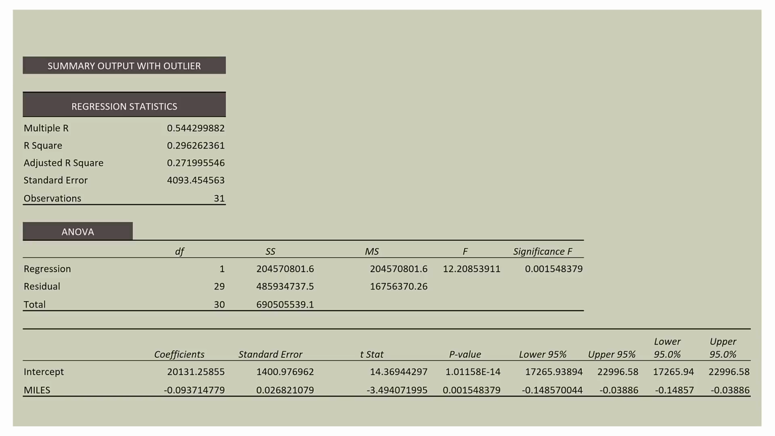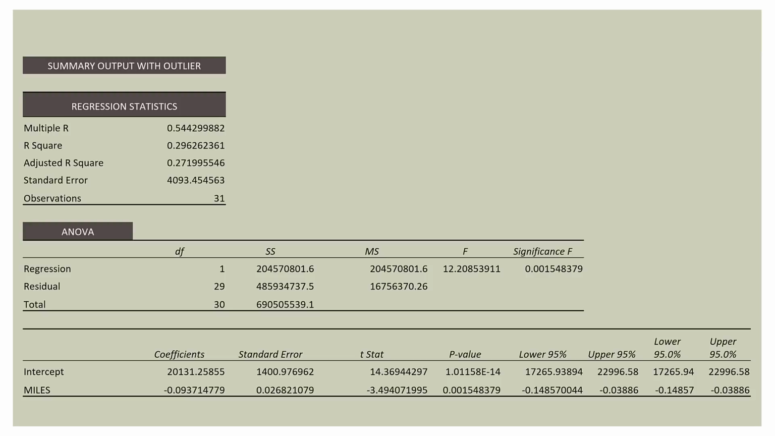We're not going to go over everything in this, just a couple things. So first look at the R² and adjusted R². We can see that's the 0.2962 we saw in the previous slide, and the 0.2719, that's the more conservative adjusted R². But either way, we can see that about 27 to 29% of the variation or the variance in the dependent variable is explained by the independent variable. So about 30% of the variance in the price of the car is explained by the number of miles it has on it.